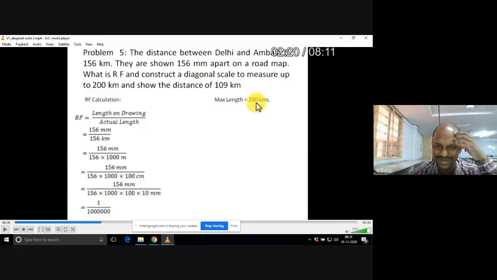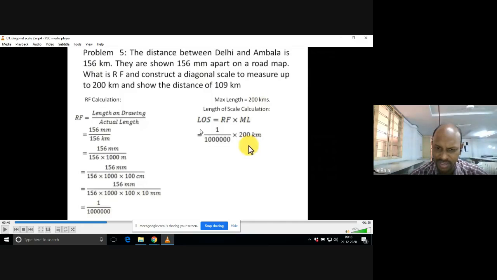Sometimes data may not be given. Some data may be missing. At that time, as engineers, we need to assume appropriate data. Now here it is given, so no issue.